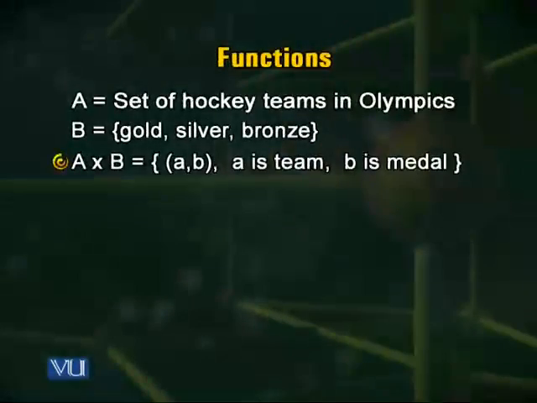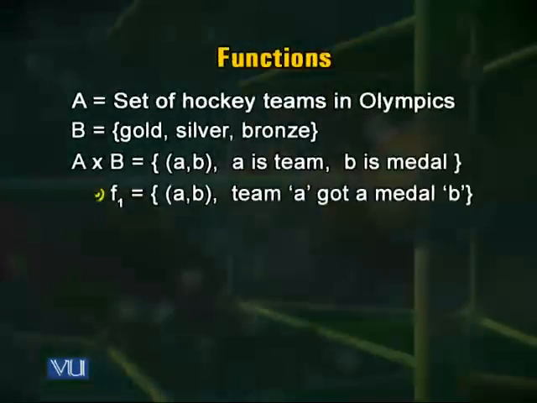So if we use this set A, a set of 16 hockey playing nations, and set B has three medals, then the Cartesian product A × B is all pairs where the first entry is a team and the second entry is a medal. Then this Cartesian product will have 48 pairs, which will have all possible combinations of teams and the medals they hope to get. And let's look at a function which will be a subset of this collection of 48 pairs.